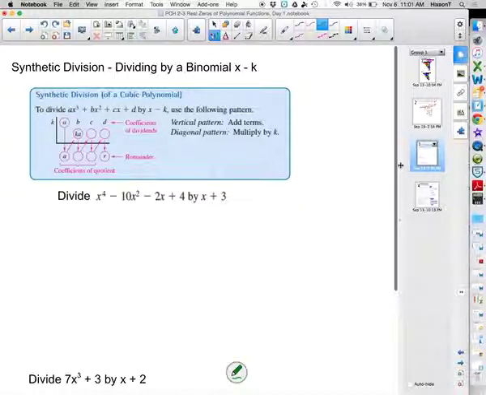A negative 3, right? So you have to think of this in terms of what we are subtracting. We would have to subtract a negative 3 in order to get x plus 3. Okay? That's helpful because we have to identify k correctly or else the whole thing gets messed up. Alright? So now we're going to put that negative 3 over here just to remind us what number we're working with.